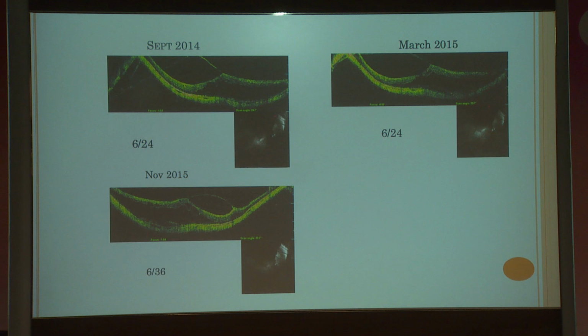This is a patient who came to me in September 2014, with a vision of 6/24. I observed the patient again in March 2015. Vision continued to be stable, but then when she came in November 2015, there was a small foveal detachment, as you would see in the lower panel. There is a drop of vision, so I said you need to do surgery.